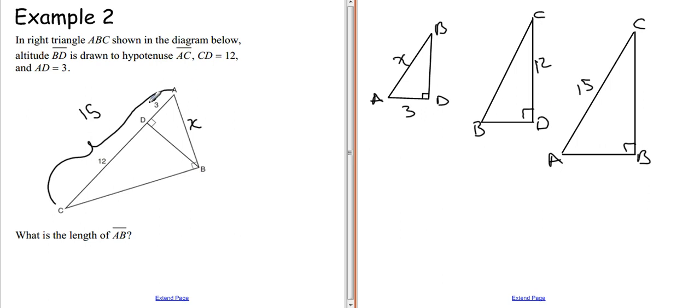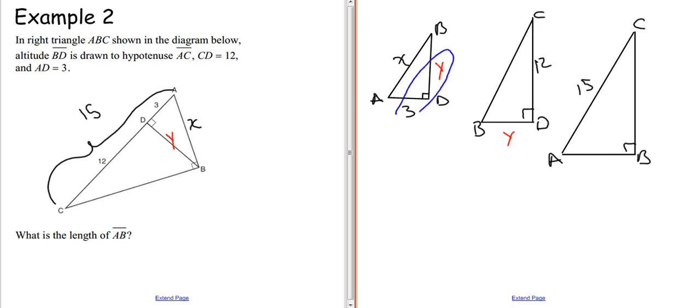But you see, this is not really getting me anywhere, right? It's not really getting me X. So what do I have to do? Well, I need to find this side first. I'm going to call it Y. I could find Y first, and then I could do the Pythagorean theorem to find X. So Y is BD.